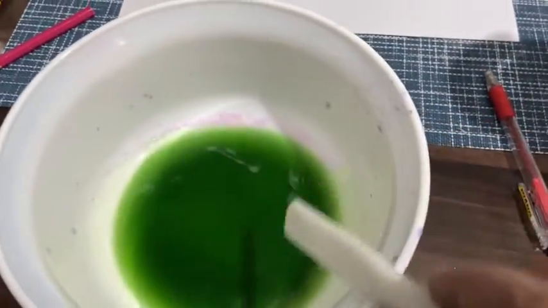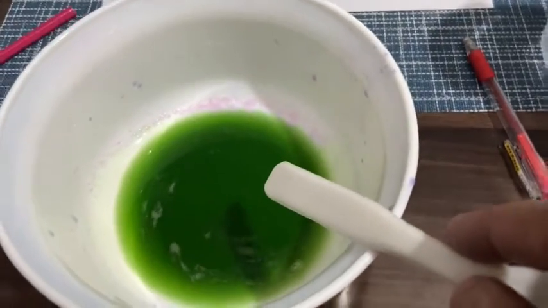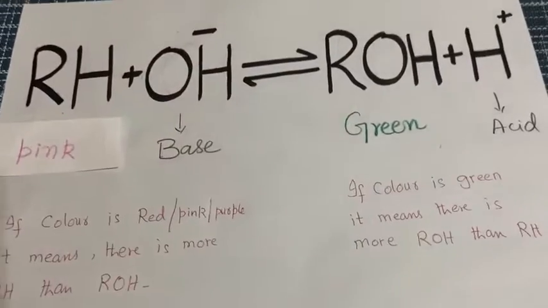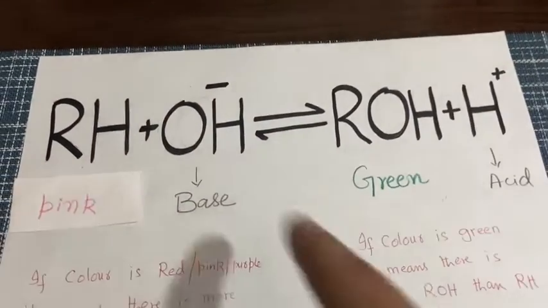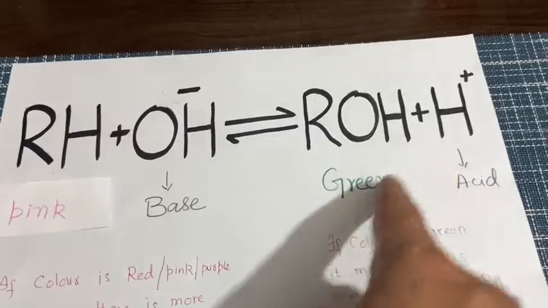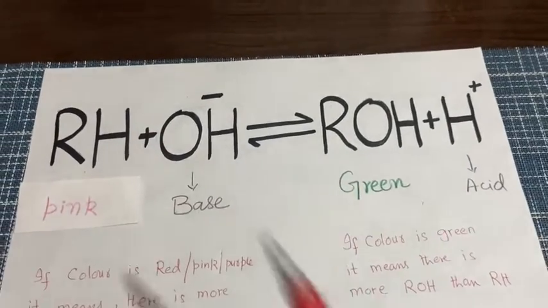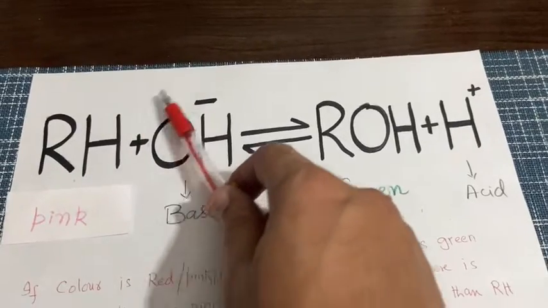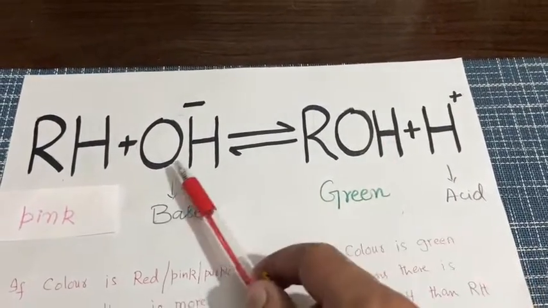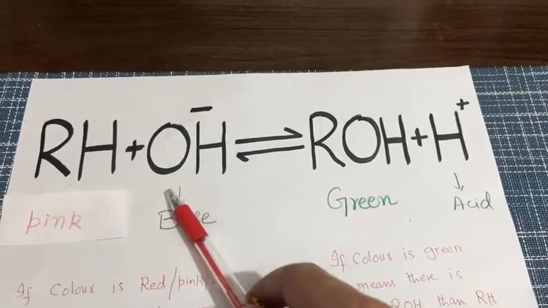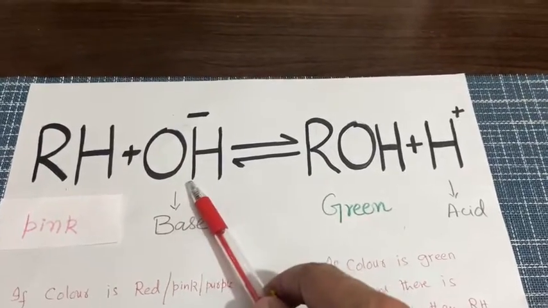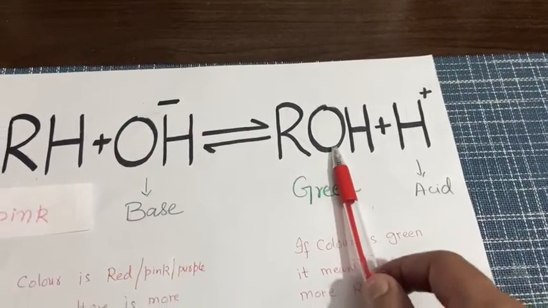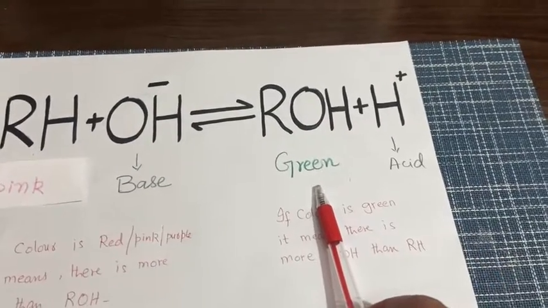After the addition of hydroxide ion, you may notice that the color of the solution changes from pink to green. What do you say? Does the position of equilibrium shift towards the right hand side or the left hand side? Definitely, the color changes from pink to green. It means the position of equilibrium shifts towards the right hand side. Why? Because you added extra hydroxide ion. The extra hydroxide ion reacts with RH and produces ROH, and the color of ROH is green.